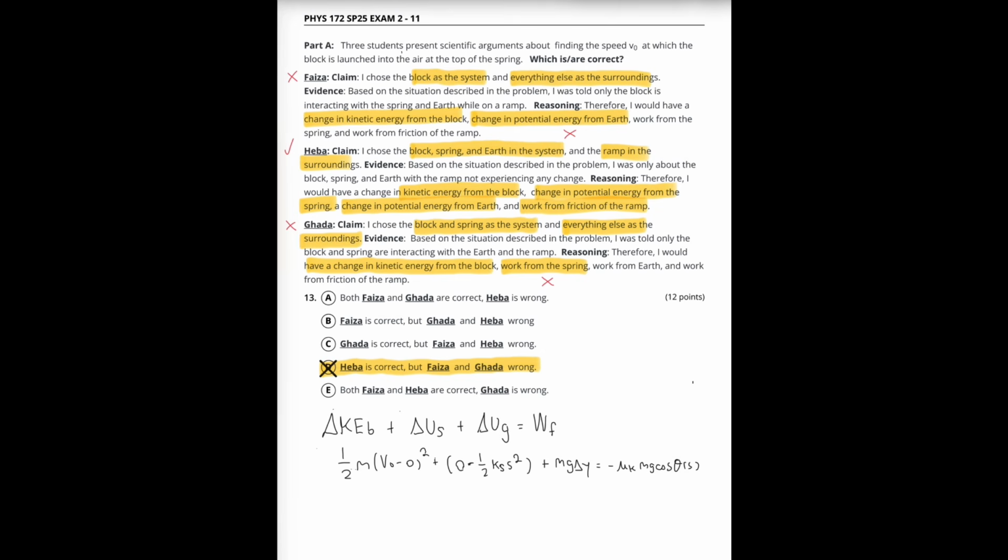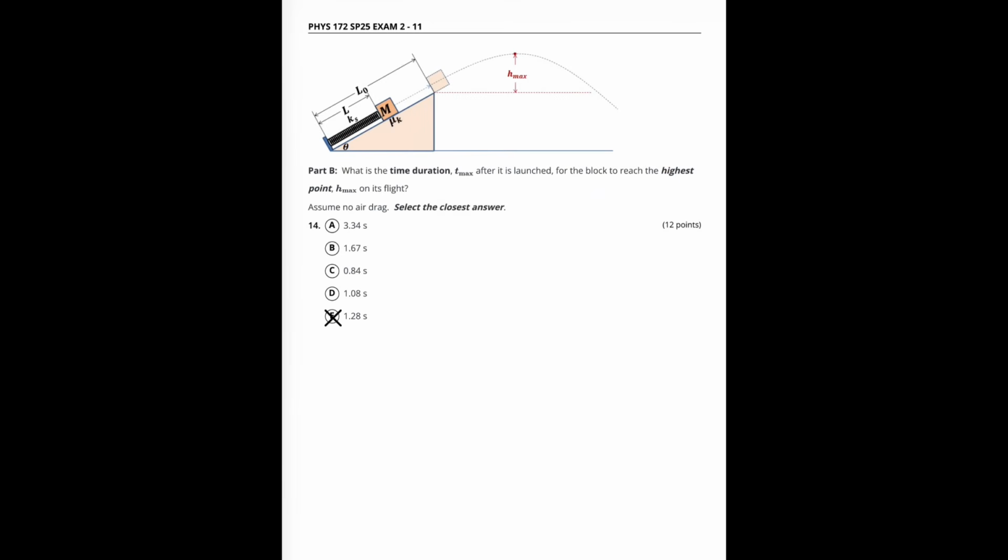And using that, we previously derived for v naught, and that will be approximately 16.7 meters per second, which we will use for parts B and C. Part B states, what is the time duration T max after it is launched for the block to reach the highest height H max on its flight?